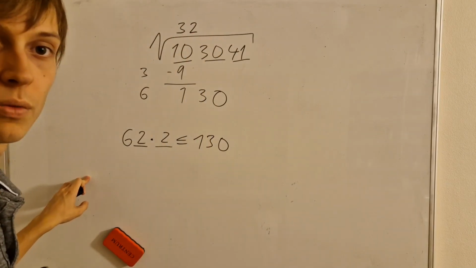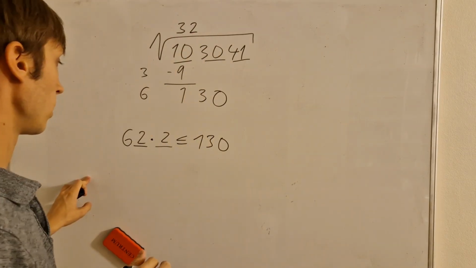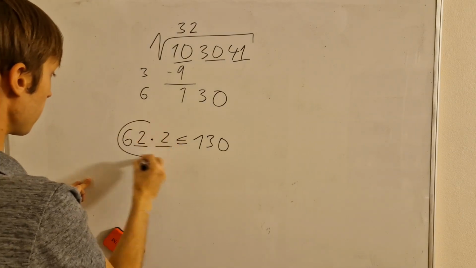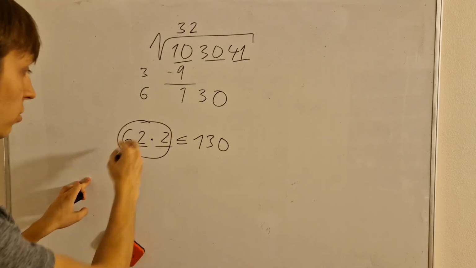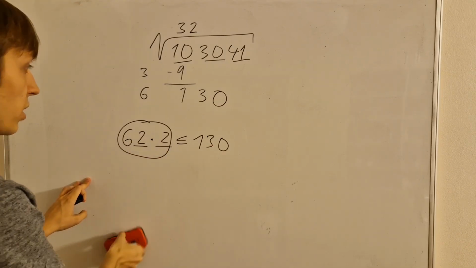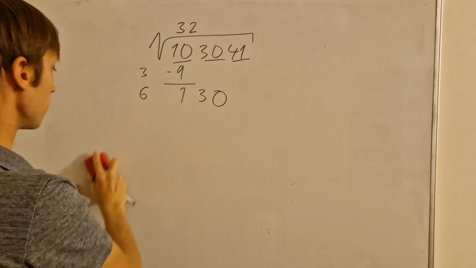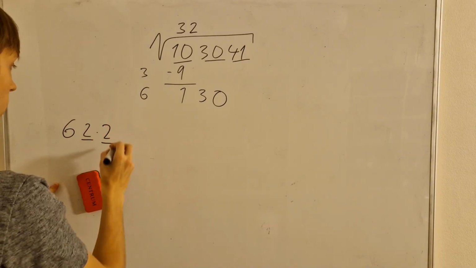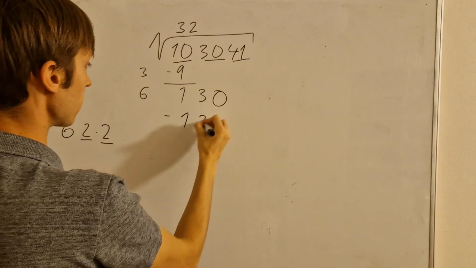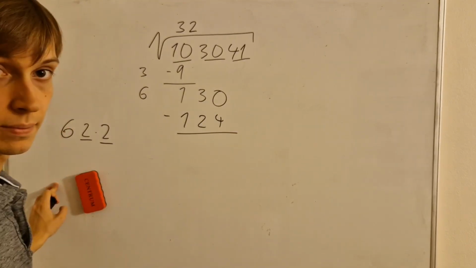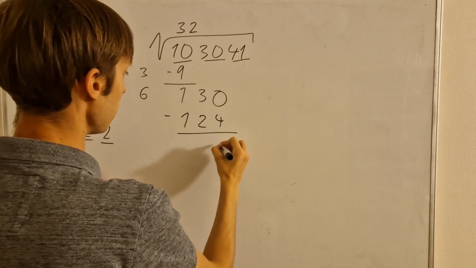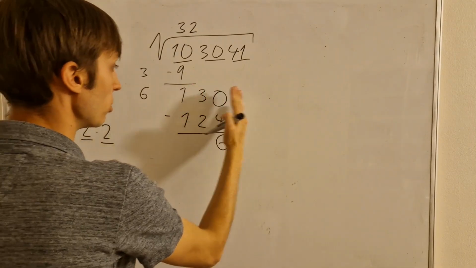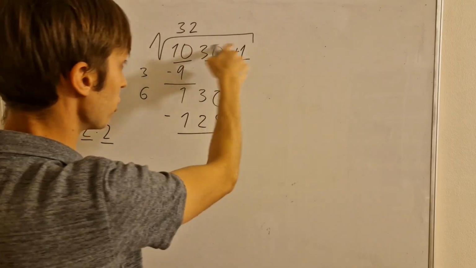Now that's the second digit of the final result. And now we will take this 124, 62 times 2, because that was smaller than 130. And I can keep it here so we remember what we were doing. And I will subtract it from the 130. So what I have is 6. And again, I will add, going to the right, the next pair of numbers from the original number.